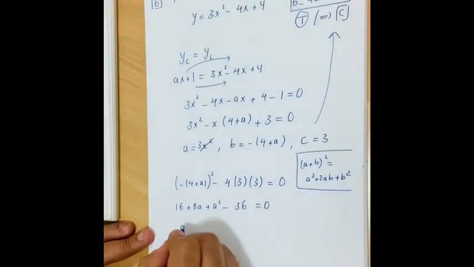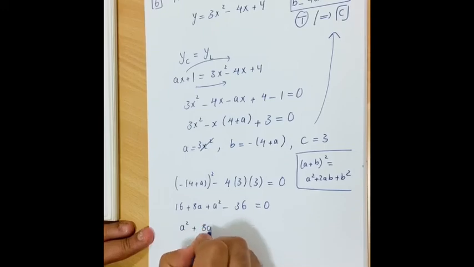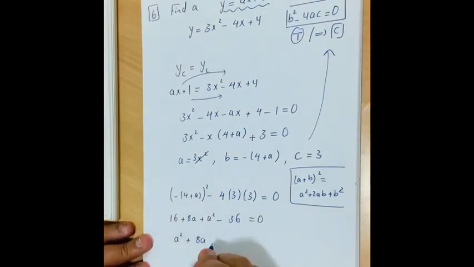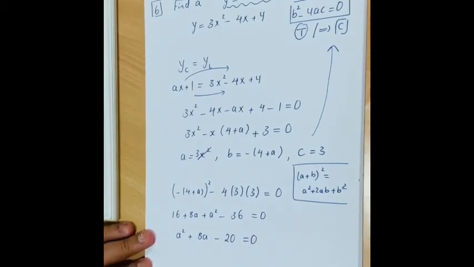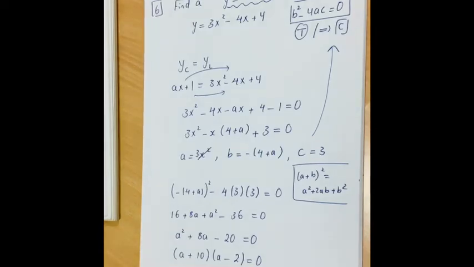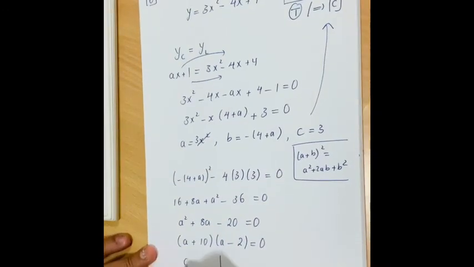By rearranging the terms, a squared is coming first, then 8a. 16 minus 36 is negative 20, equal to 0. Find two values that give you the product 20 and difference 8. Simply, the two values are a plus 10 and a minus 2. 2 times 10 is equal to 20. When you subtract 2 from 10, you get 8. And as the difference has a positive sign, you have to give positive to the bigger number and negative to the other number. So a equals negative 10, a equals 2.